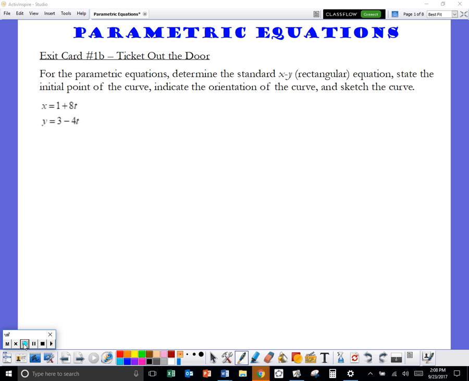So, the problem states, for the parametric equations, determine the standard xy rectangular equation. State the initial point of the curve, indicate the orientation of the curve, and sketch the curve. Our first job is to determine the standard xy equation. We need to eliminate the parameter. So we are going to solve one of the equations for t and plug it into the other equation. Let's simply go ahead and solve the top equation for t.